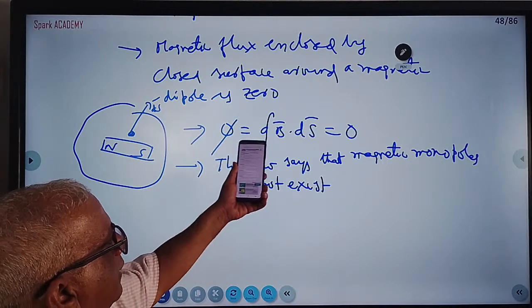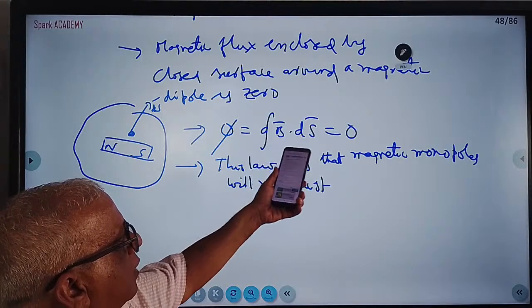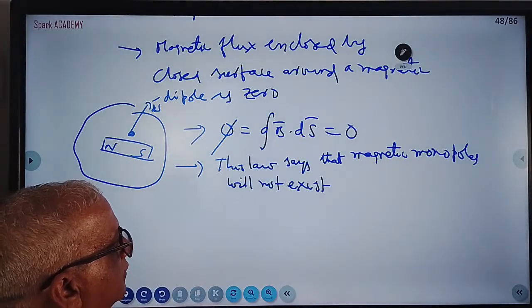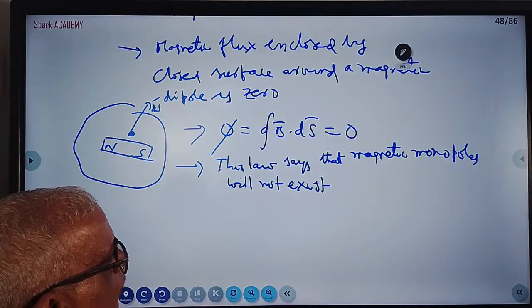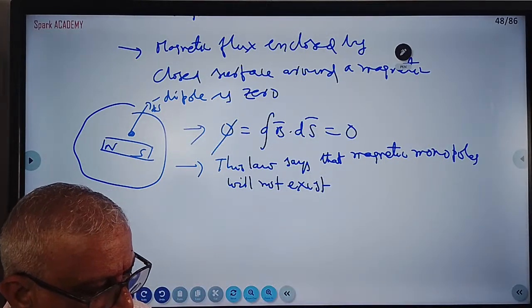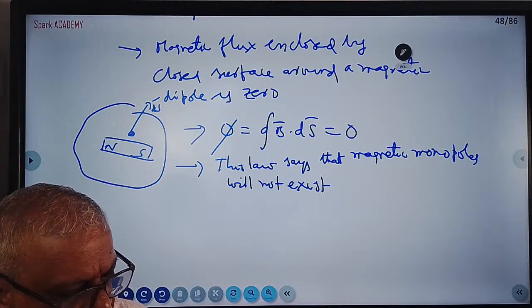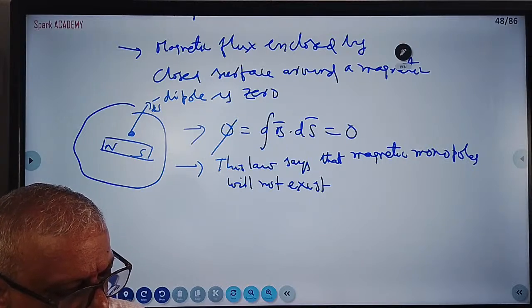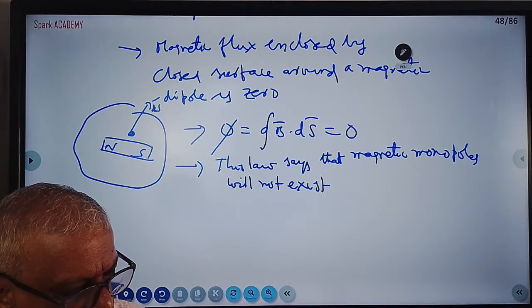Flux means integral B dot ds, B bar dot ds bar, where B is magnetic field, that is 0. This law says that magnetic monopoles, mono means single poles, will not exist. I think I have answered your question. Now next, I am telling you magnet lines of force form continuous closed loops.